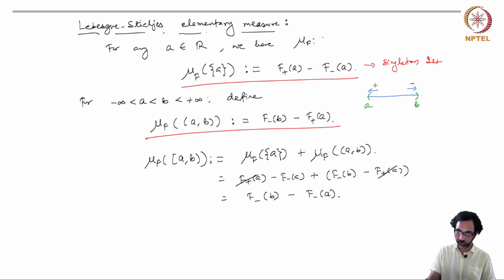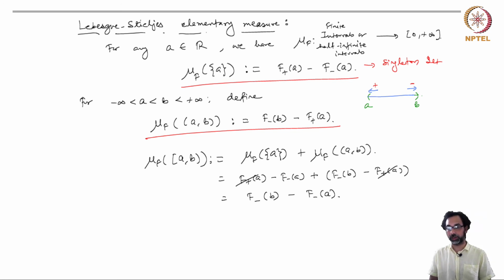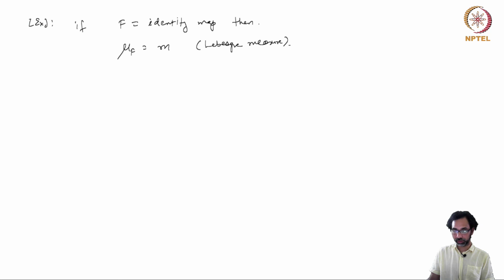So mu f on finite intervals or half infinite intervals gives you a value between 0 and plus infinity. So first one has to check that it is a finitely additive measure, then one has to check that it is a pre-measure, and then for the particular case of the identity one should check that you get nothing else but the Lebesgue measure.